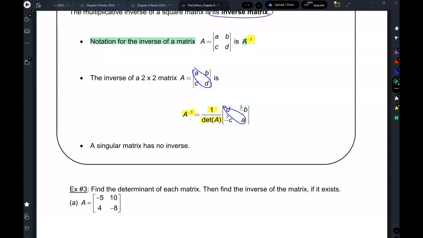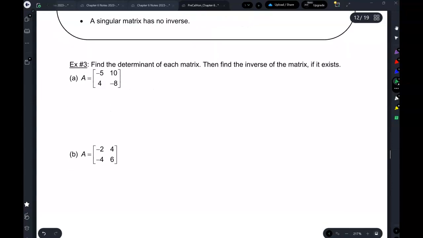Okay. So a singular matrix, obviously if the determinant is 0, then you can't do 1 over 0. That means a singular matrix has no determinant. I'm sorry, it has no inverse. Okay, so let's find the determinant here.